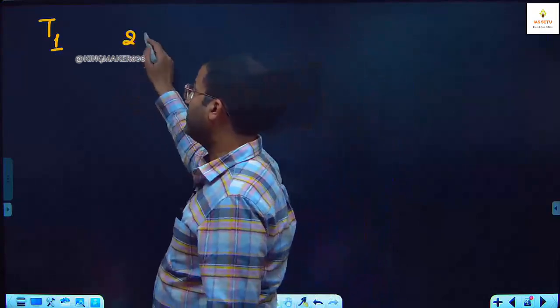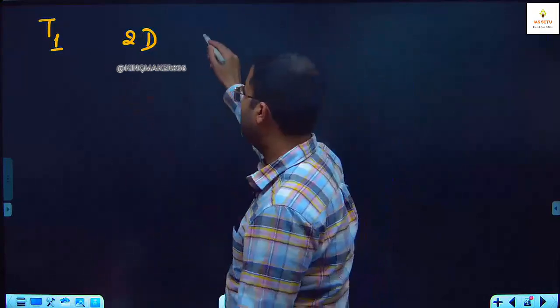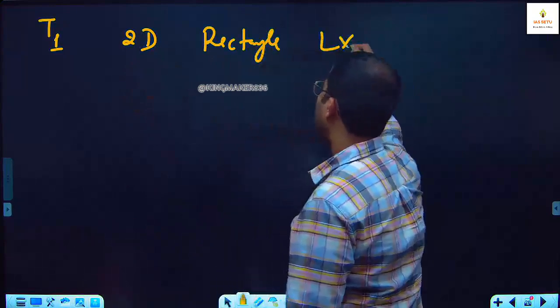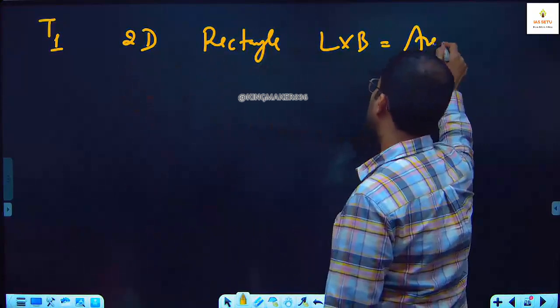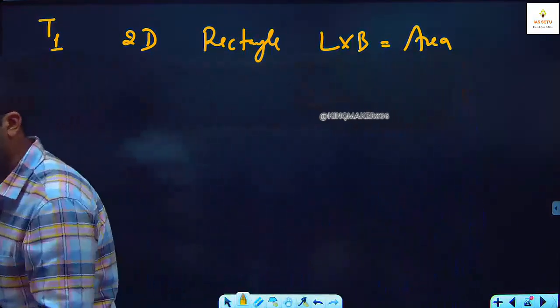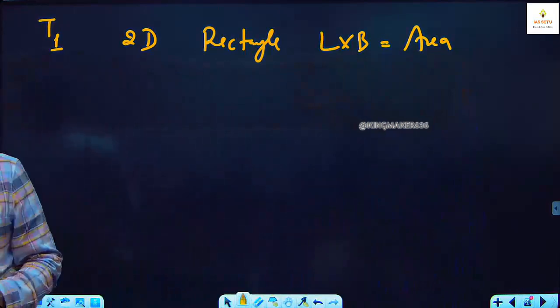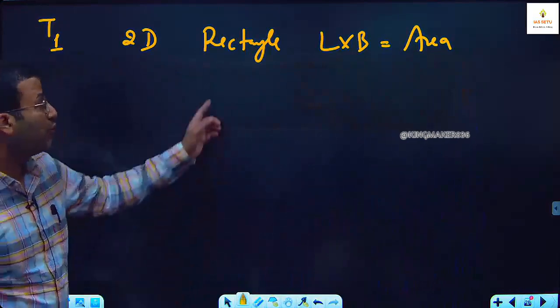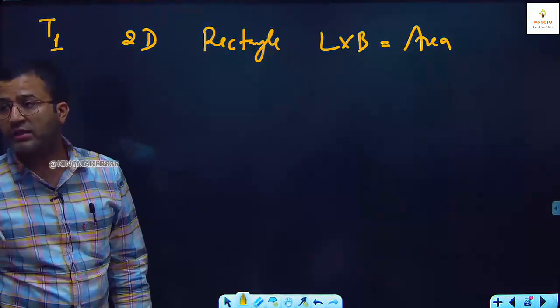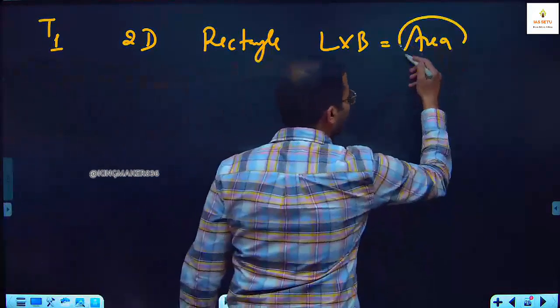It is 2 dimension figure, rectangle, length into breadth is equal to area. Question will be like length increase by 50%, 33.33%, 25%. What will the effect on the breadth so that overall area remains? Try to understand the crux of type 1, area remains.